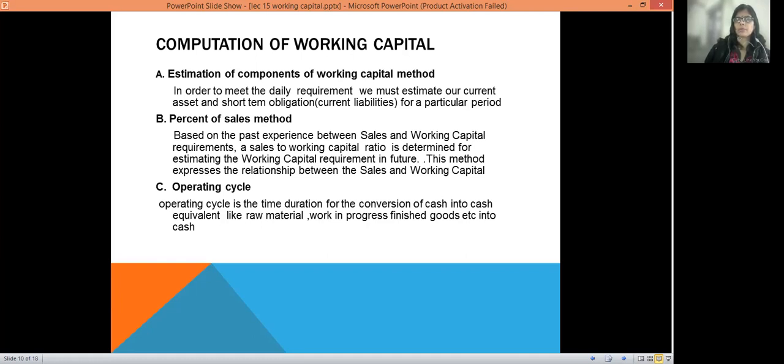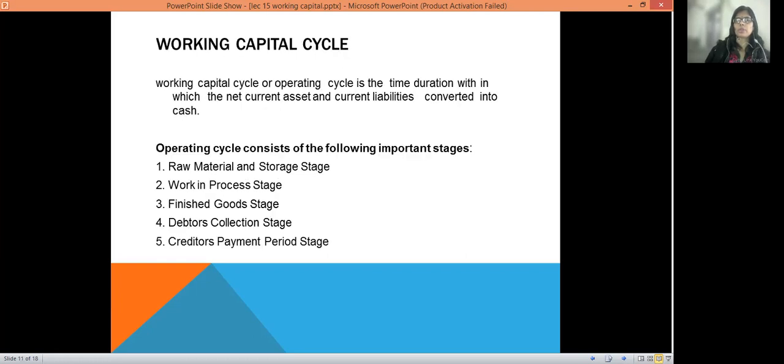Now next we are going to move on to the next slide, that is related to the working capital cycle also. The working capital cycle or operating cycle is the time duration within which the net current assets and current liabilities are converted into cash. As I already explained, it is a time frame within which you have to convert your assets into finished form and sell them for cash. So the operating cycle consists of the following important stages.